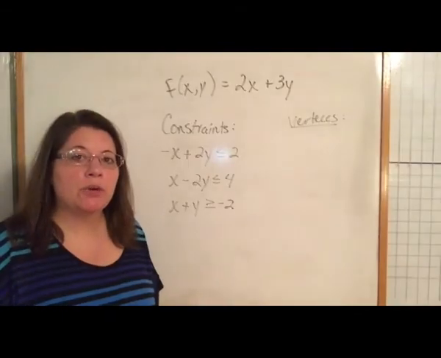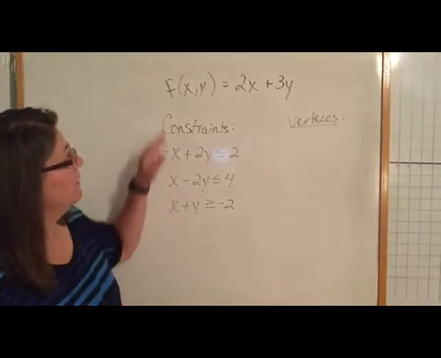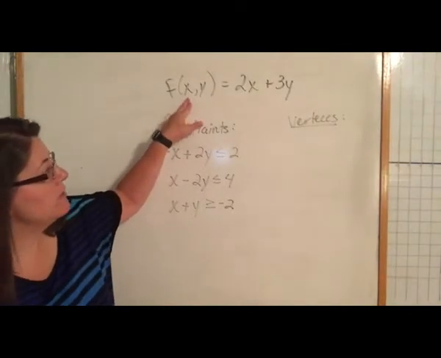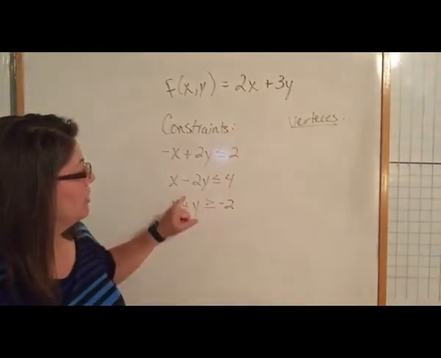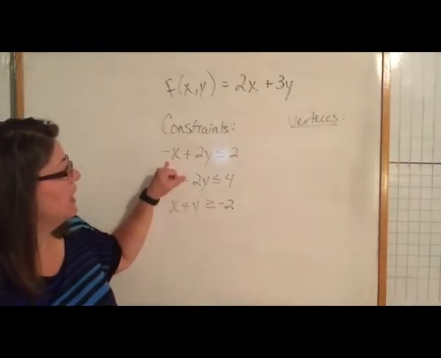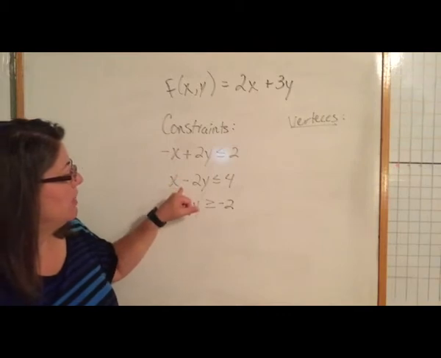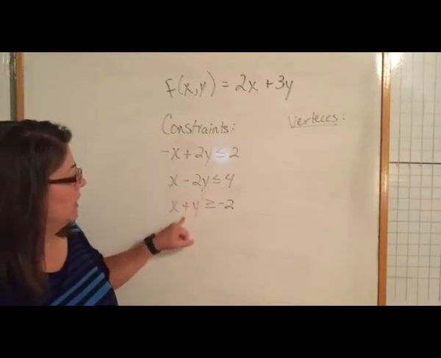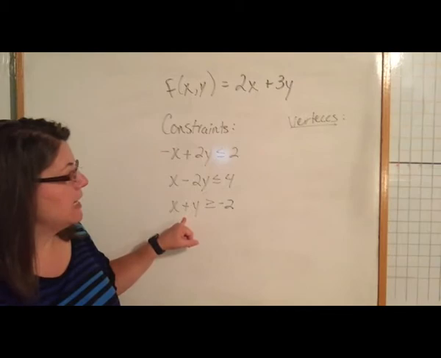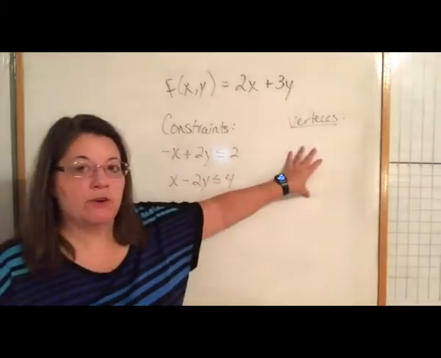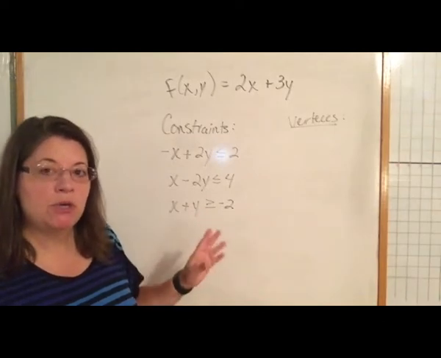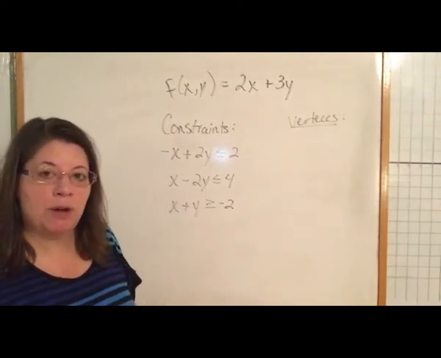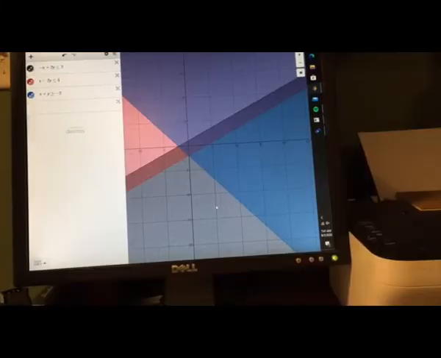Here is another linear programming example. The objective equation is f(x, y) = 2x + 3y. You have three constraints in this problem: -x + 2y ≤ 2, x - 2y ≤ 4, and x + y ≥ -2. Then I want you to find the vertices, and I want you to find the maximum and the minimum. So go ahead and copy this down, put it in Desmos, see if you can finish the problem, and then we'll compare our answers. I have these graphed in Desmos.